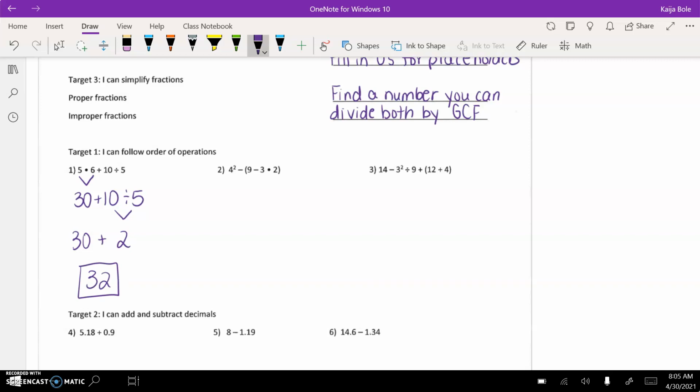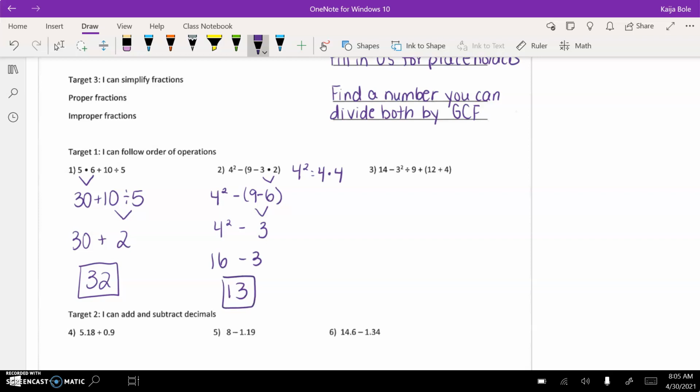Next, P, parentheses. Now in the parentheses, I have to do the multiplying first. So 3 times 2 is 6, so I have 9 minus 6 still in parentheses. And then I bring down everything else. Still have parentheses I'm not done with, so I'm going to keep going. 9 minus 6 would give us 3. So I have 4 squared minus 3. Now 4 squared, those are the exponents. And remember 4 squared, maybe you have to write it off to the side as 4 times 4. Which is 16 minus 3, and 16 minus 3 would give us 13.